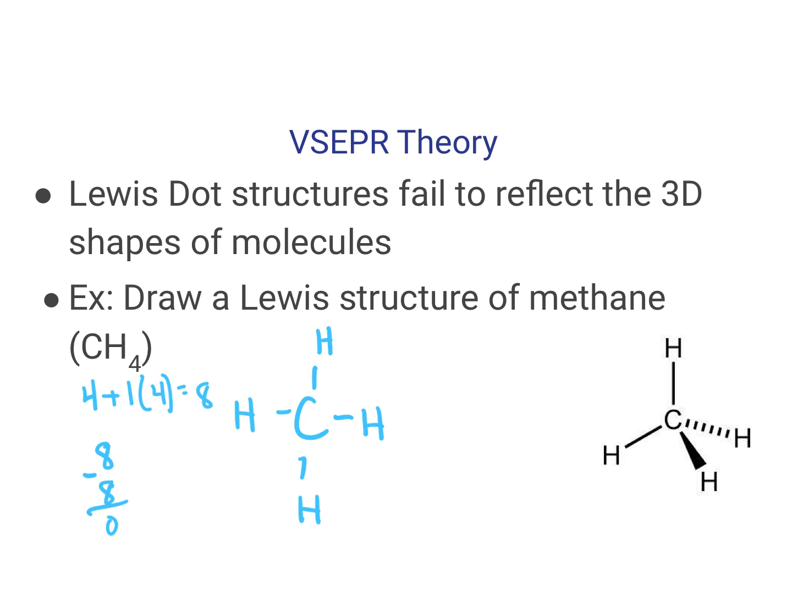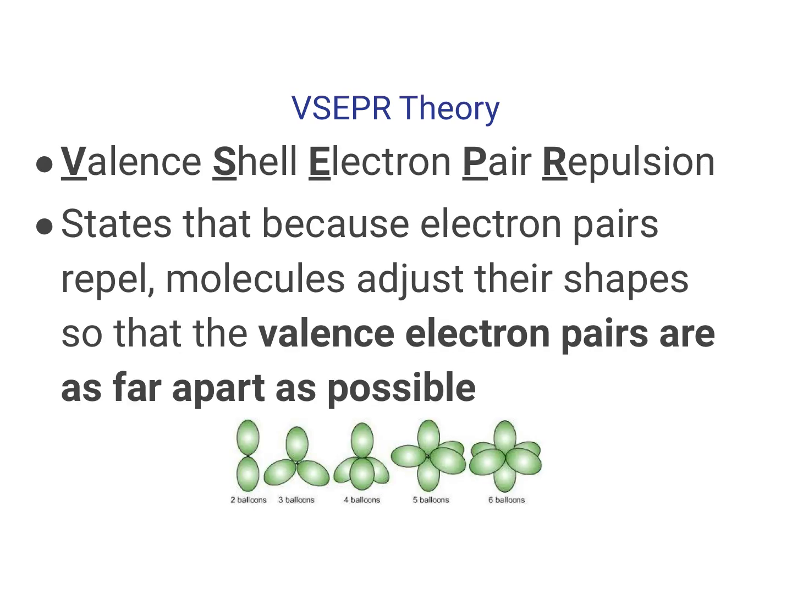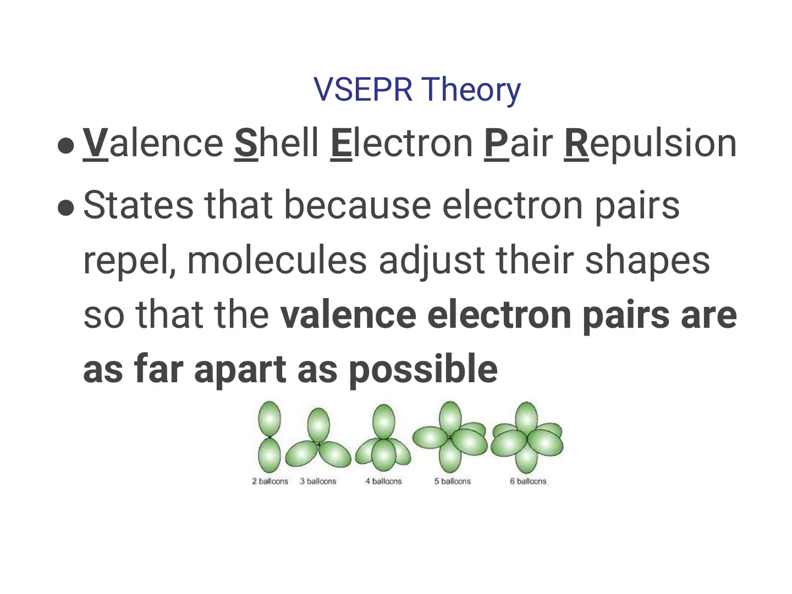So we use something called VSEPR theory to understand what the 3D shapes of molecules are. First, VSEPR is just an acronym. You do need to know the acronym. VSEPR stands for valence shell electron pair repulsion. So go ahead and write that down, and then you can write down my bolded words at the bottom. I'm going to pause and give you just a couple minutes to write it, and then we'll talk about what this means.